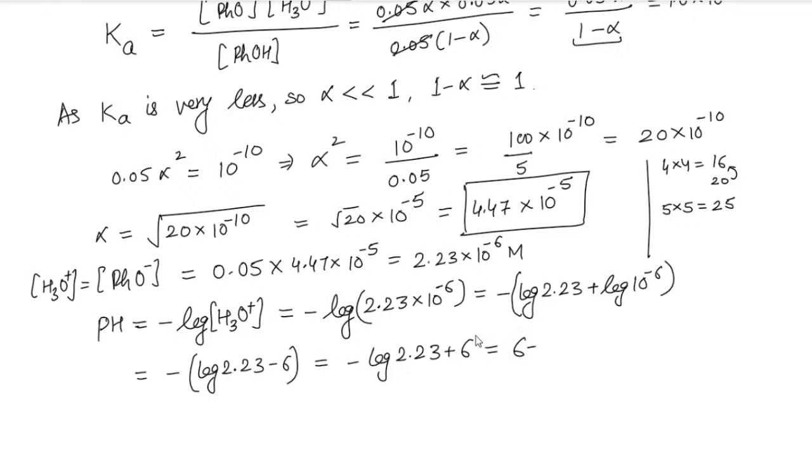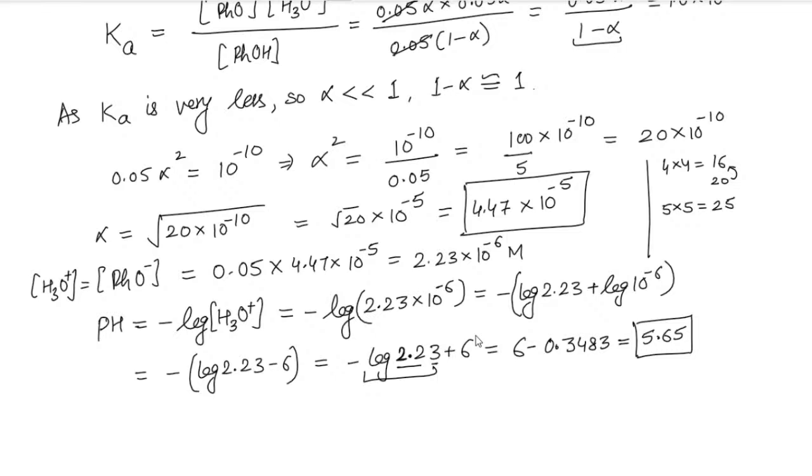So it is 6 minus log of 2.23. Count the number of digits before the decimal place, that is 1. So 0 point, and subtract 1 from it. Then we look at the log table of 223. So it is 3483. I'm subtracting, take it as 0.35. So it is 5.65. So that is the pH. Okay, so this is case 1.